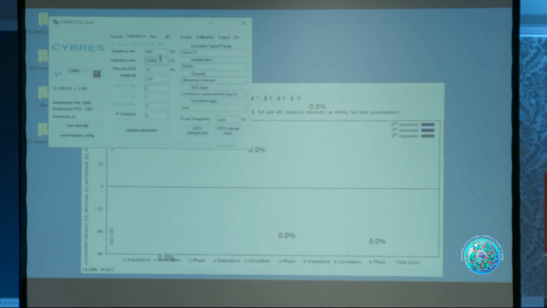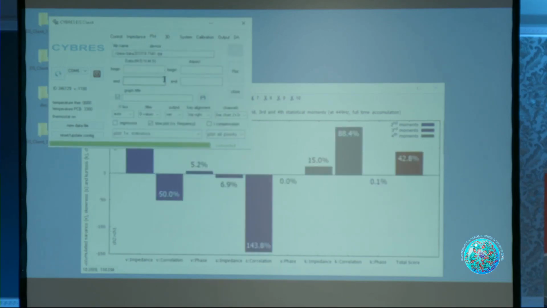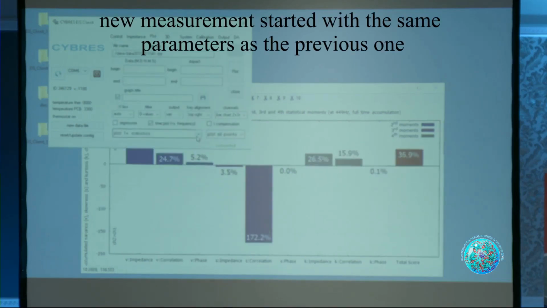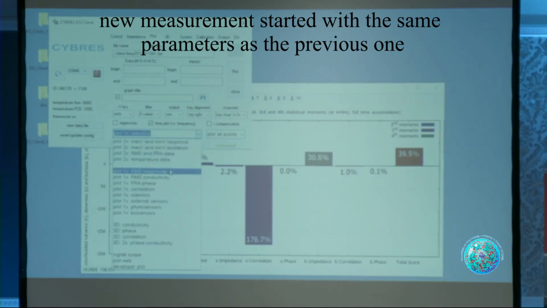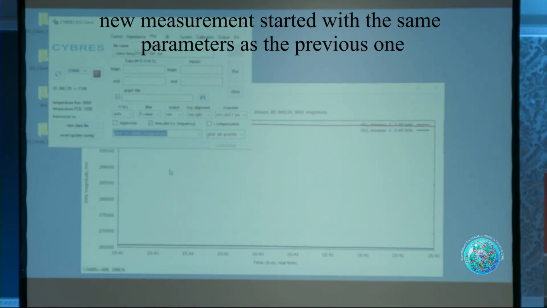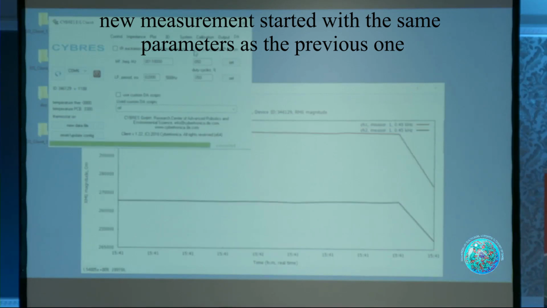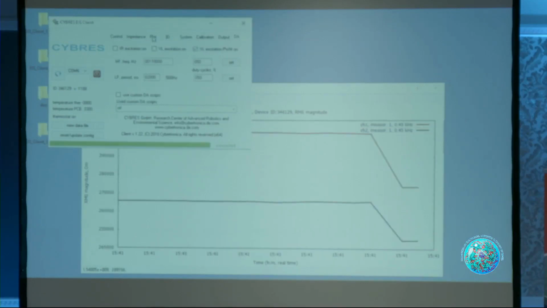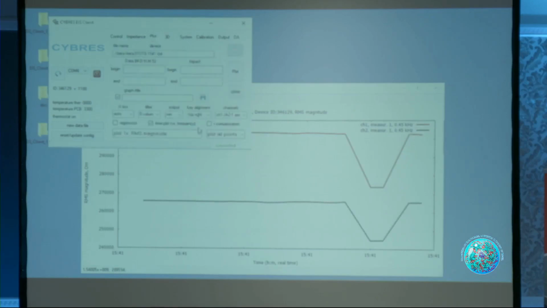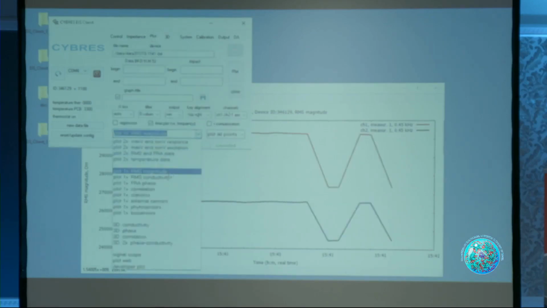Okay, what I do now, I start a new file, a new measurement, and first I start the measurement again. This is more or less what we had in the impedance scope. And now I start the same excitation with the same parameters. And I switch to statistics.